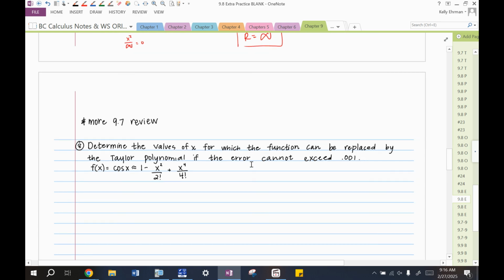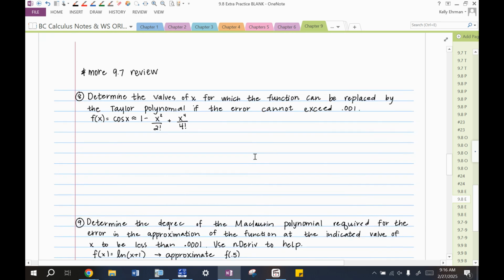All right, here's a little bit of 9.7 practice, just a little bit of review. So this says, determine the values of x for which the function can be replaced by the Taylor polynomial if the error cannot exceed 0.001. So this is showing me that it's not finding the values of n, it's the values of x. So we are using, to approximate cosine x, a fourth order polynomial, right? So that tells me that I can use the error. I just saw a mistake on my original answer key. That means that I can use the remainder for a fourth order, right?